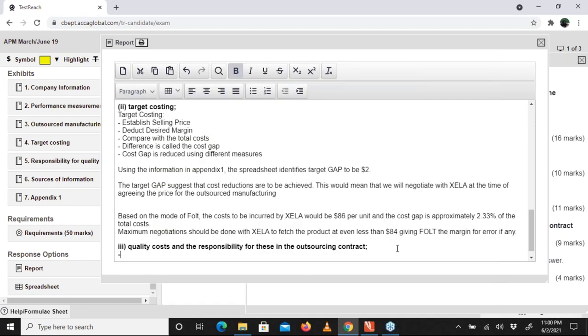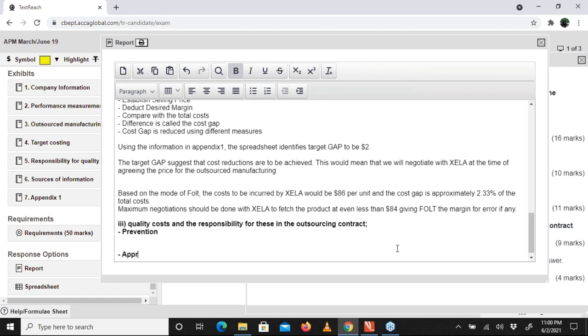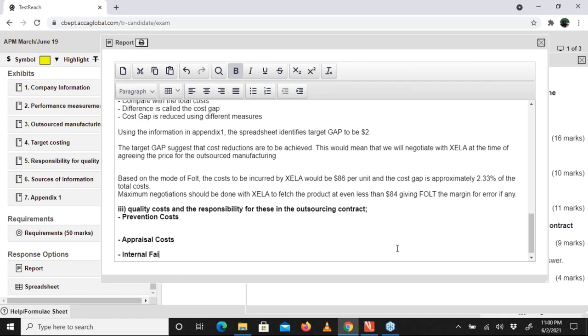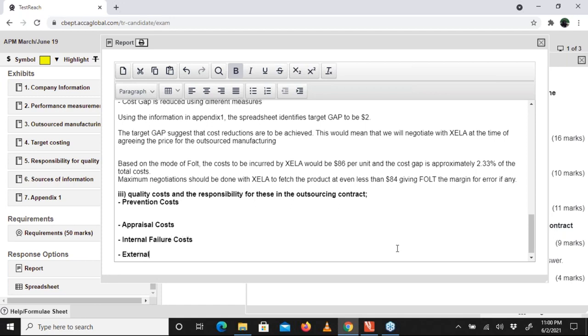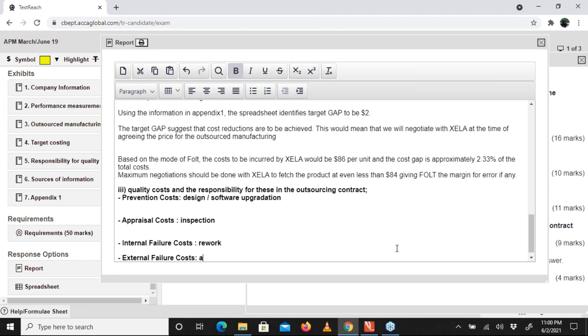So what are you going to do in the answer? You would talk about the prevention cost. You would talk about the appraisal cost. You would talk about internal failure cost. You would talk about external failure cost. And with respect to the prevention, the product design, the software upgradation, that is the prevention cost. The appraisal cost could be inspection. Internal failure cost could be rework. The external failure costs are all those costs that may be incurred if failure is reported by a customer.